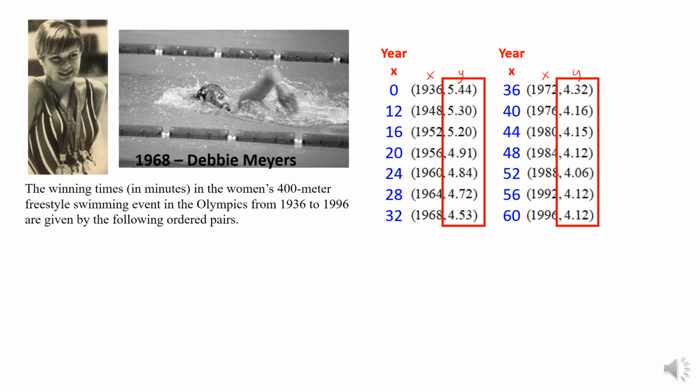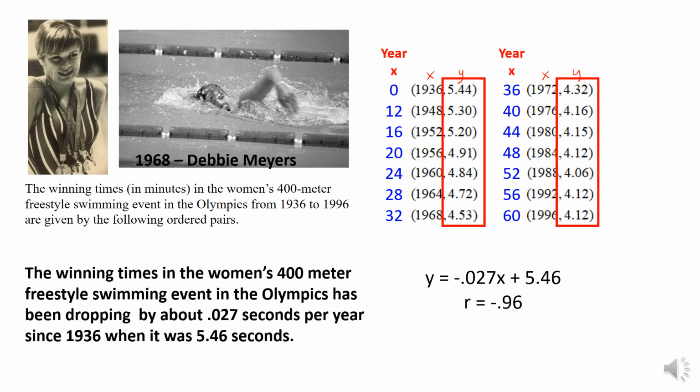Okay? So here's the equation, and now we're going to interpret it. Okay? So the winning times in the women's 400-meter freestyle event. So the first thing we're going to look at is, what was the title of my whole thing? The winning times in the women's 400-meter freestyle swimming event in the Olympics. Okay, I got this from this sentence. Okay, so that is my Y.